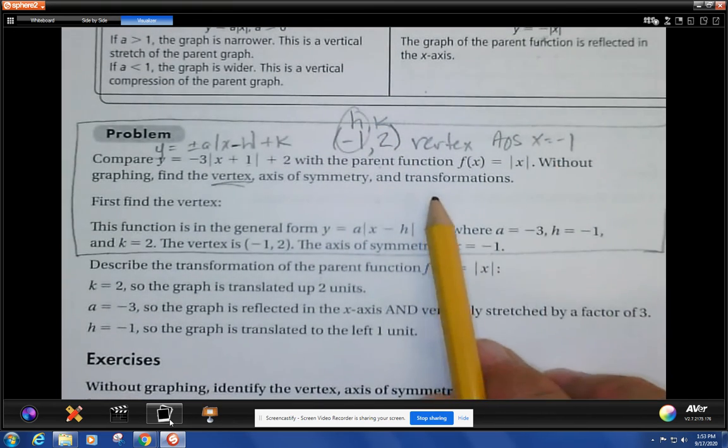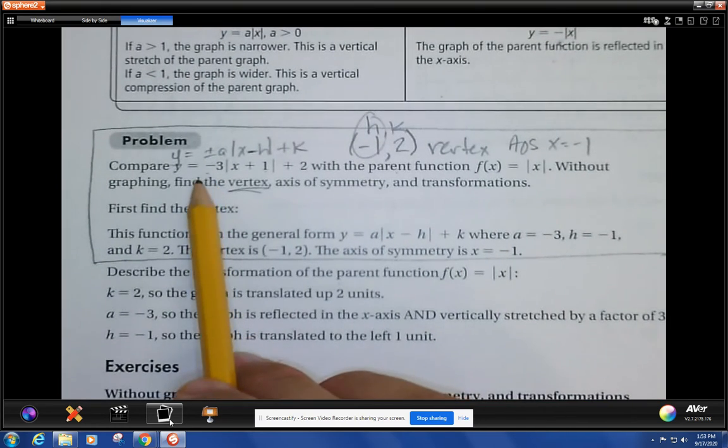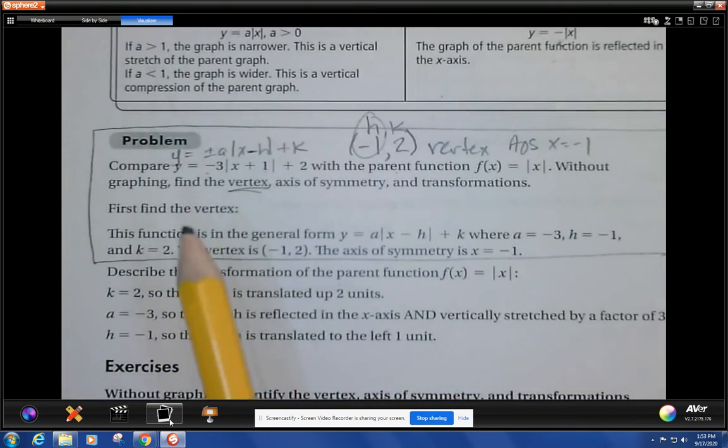Now let's talk about the transformations. Well, first of all, I have a negative. So instead of this graph pointing upward, I know that it's going to be pointing downward, again, without even having to graph.